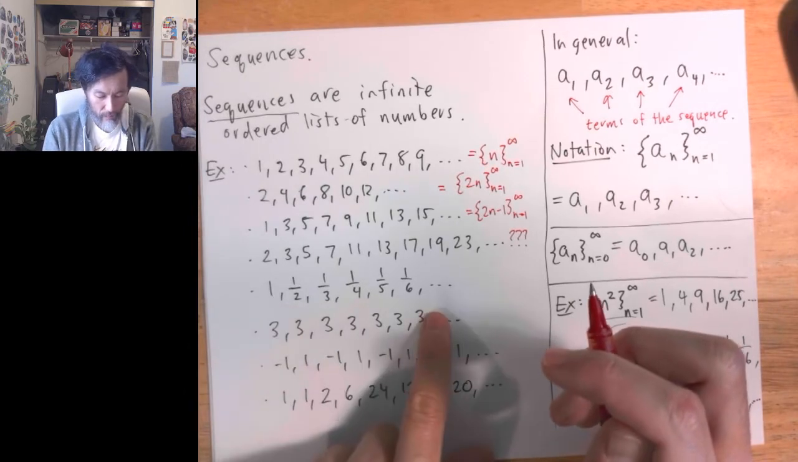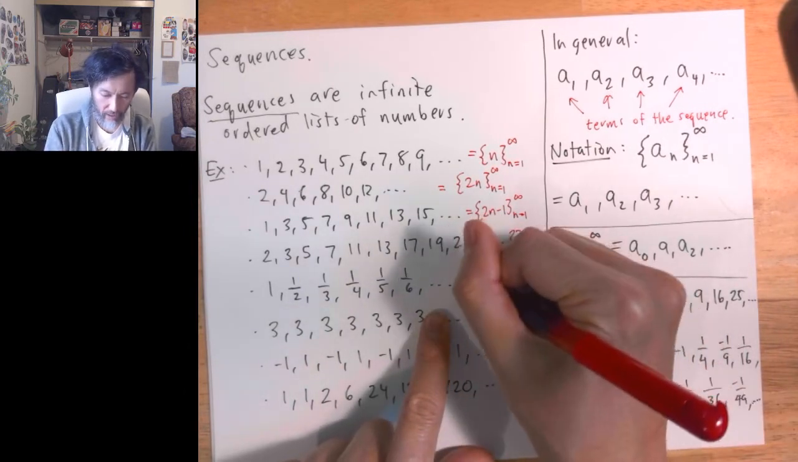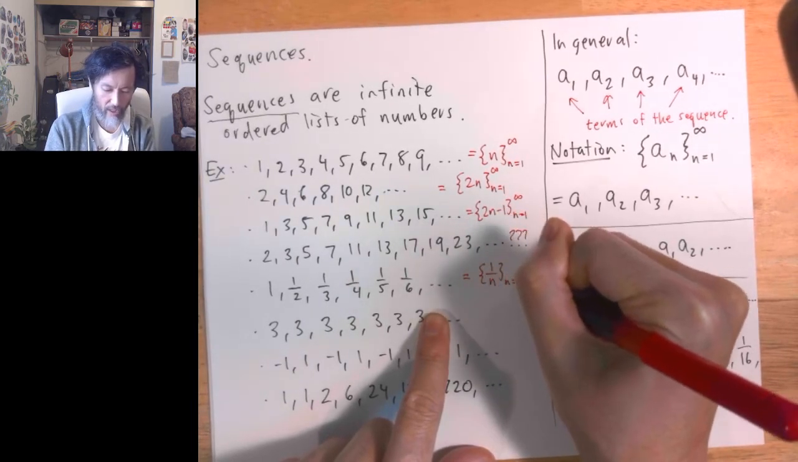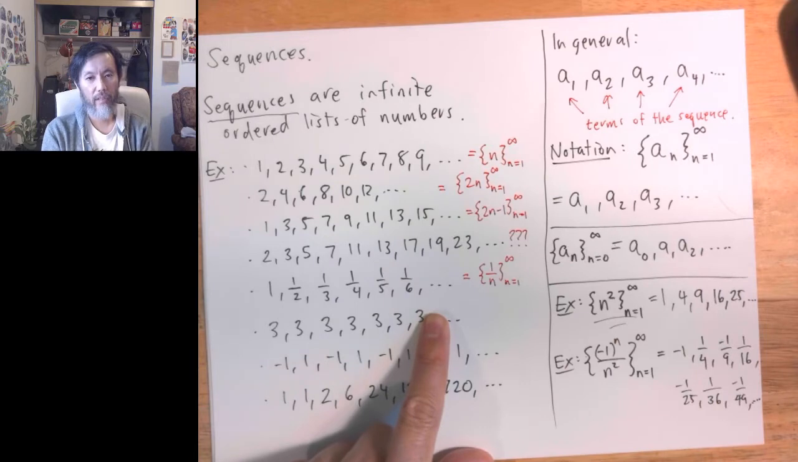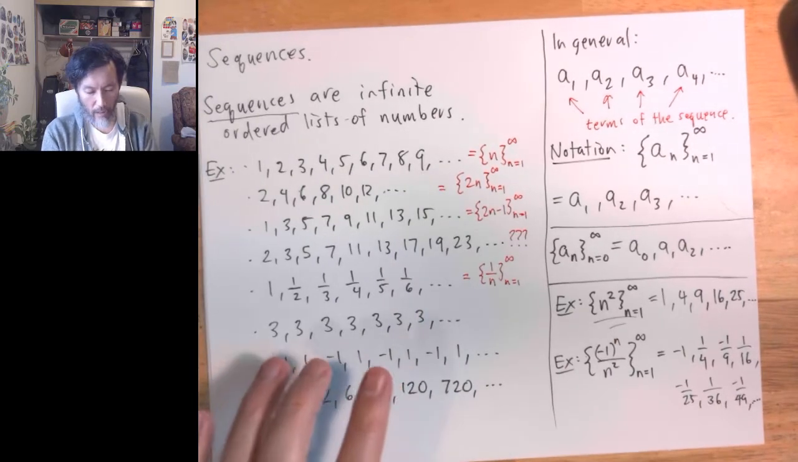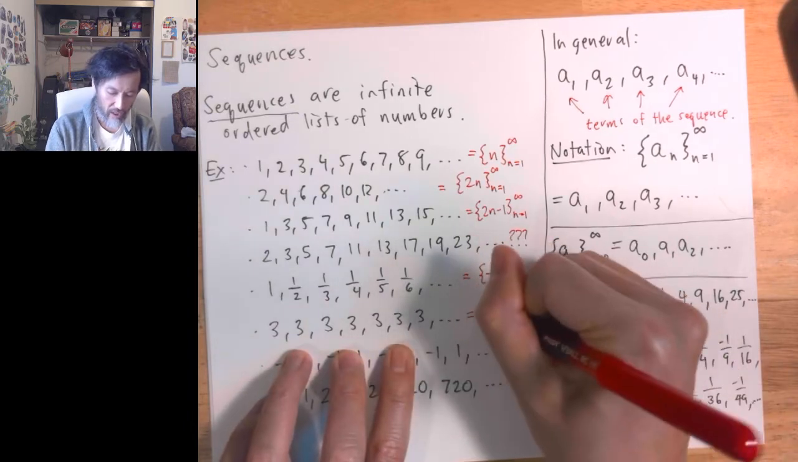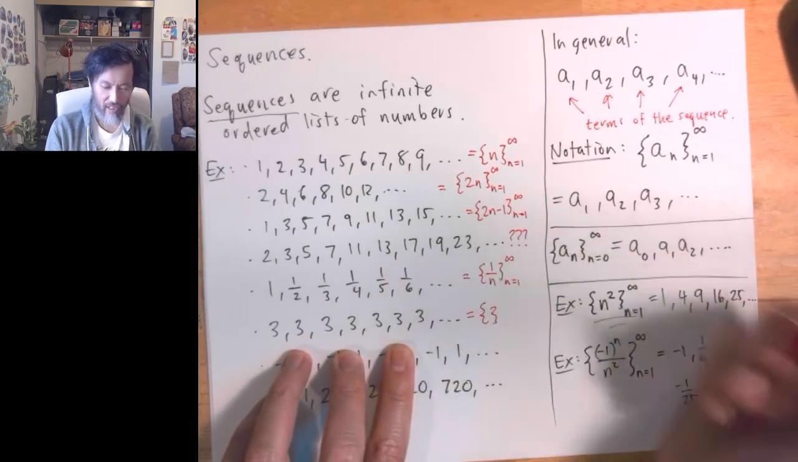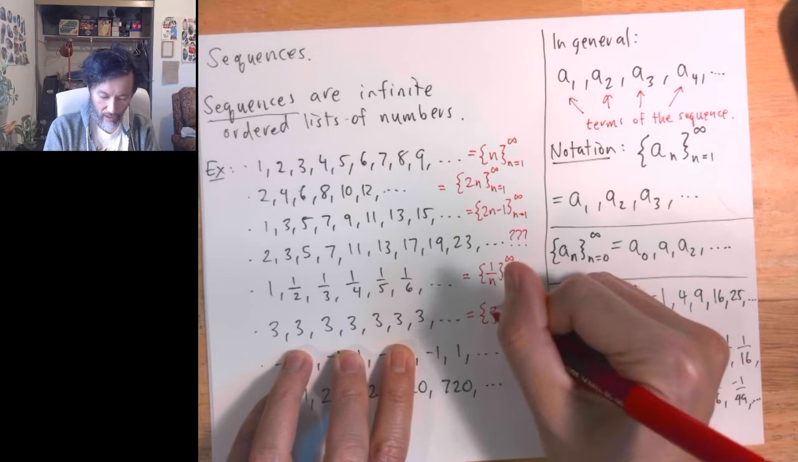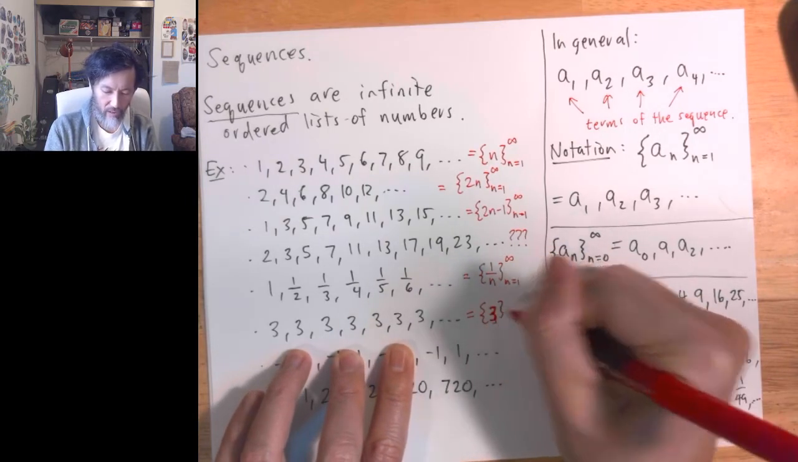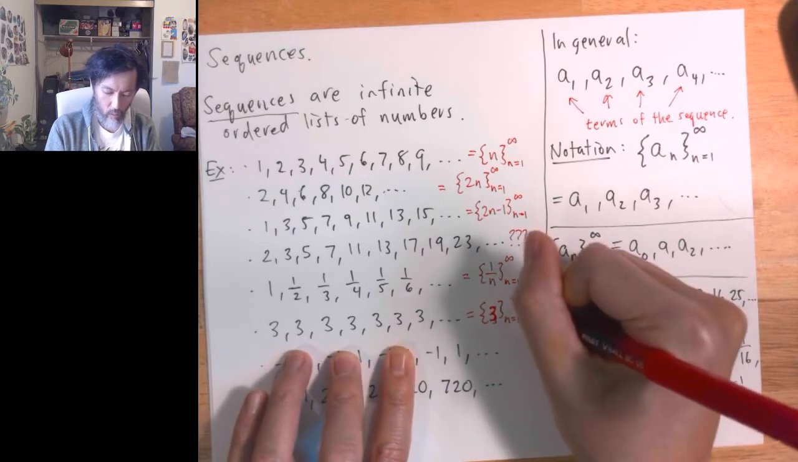How about this one? Well, this one is just 1 over n, where n runs from 1 to infinity. How about this one? Always 3. This is just 3. That's not a 3. I don't know what I did there. 3. I think I got used to writing the curly braces, and that sort of just kept happening. N equals 1 to infinity.